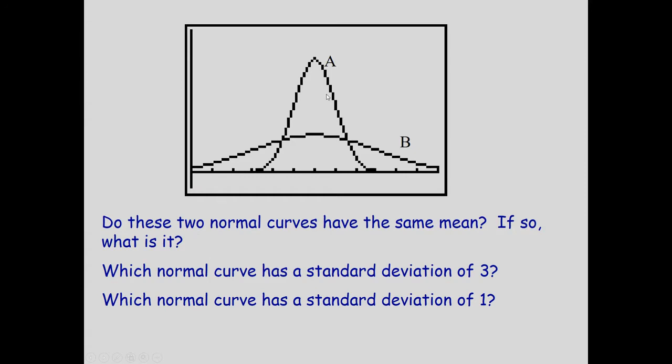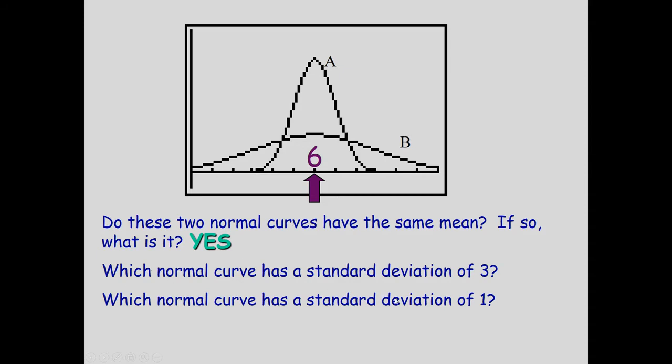Okay, so here are two different normal curves. We have curve A, curve B. The first question is, do these two normal curves have the same mean? Now, hopefully you recognize, yeah, they have to have the same mean because they're centered in the same spot. These definitely have the same average, the same mean. And it says, if so, what is it? Assuming these are going up by 1, this would be 1, 2, 3, 4, 5, 6. So the average would be at 6.